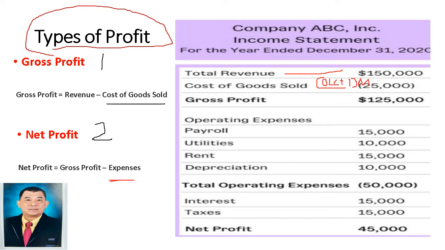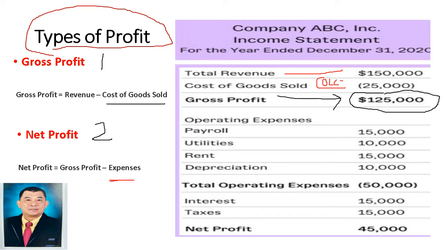Okay. And then, by the formula, for gross profit, you have to subtract cost of goods sold from revenues. So, if you subtract 25K from 150K, it gives you 125,000. So immediately, you are not deducting expenses. So that is gross profit.